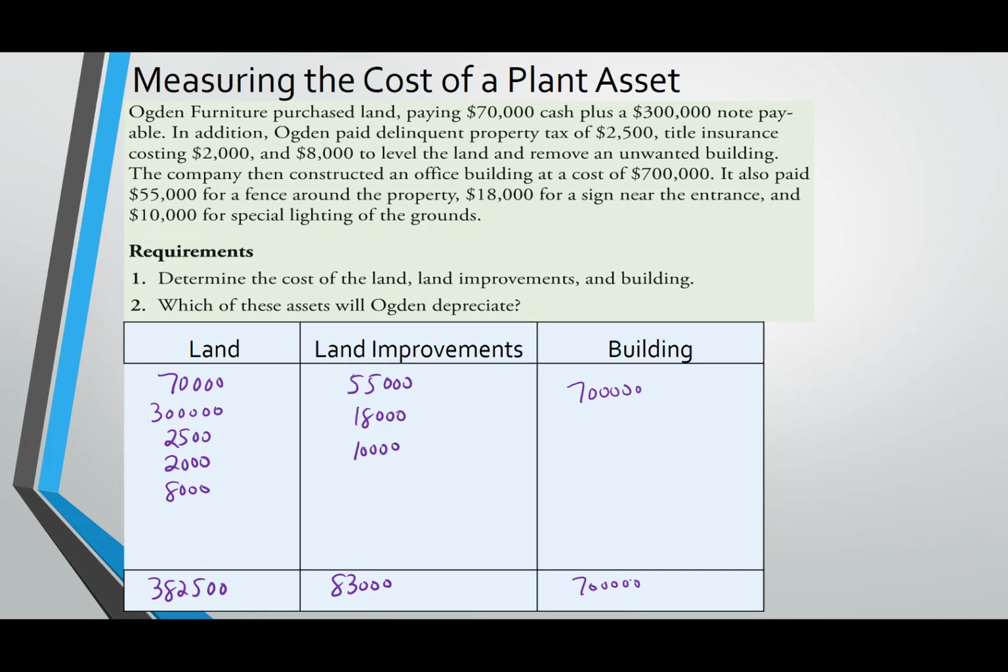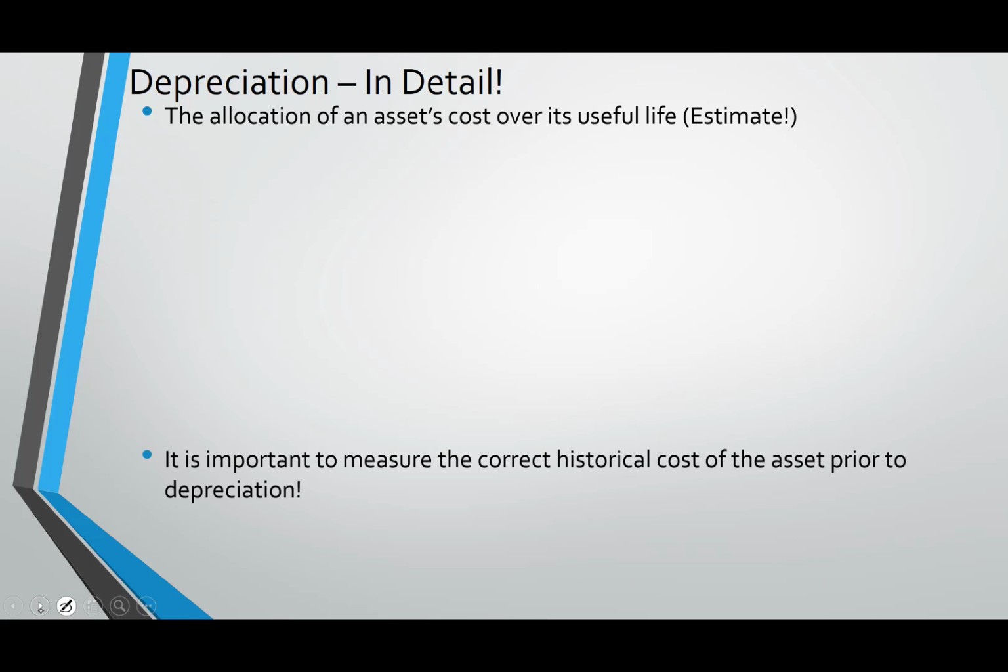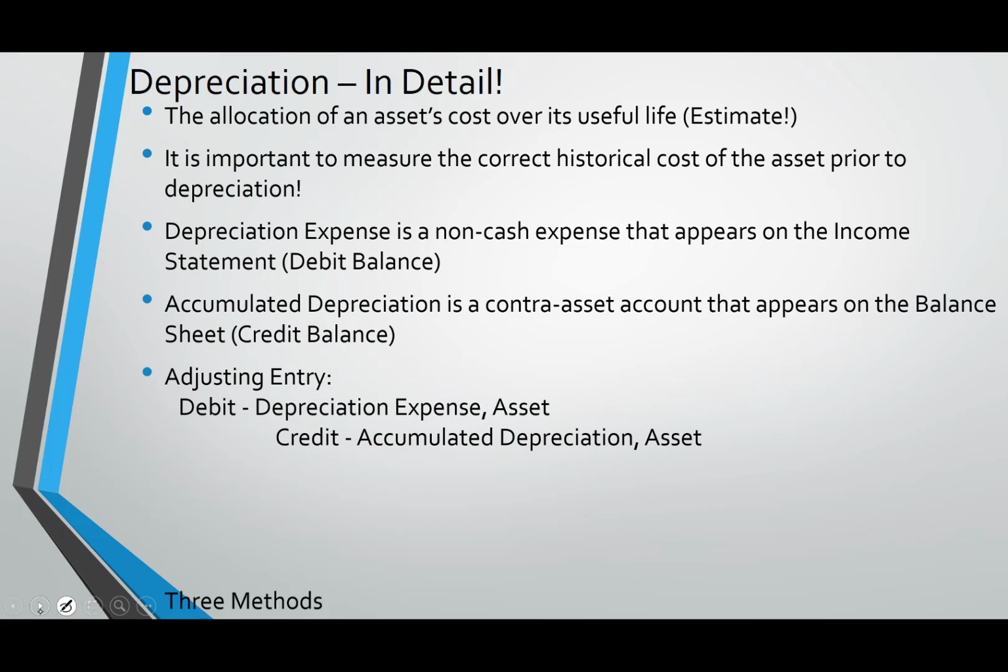Let's talk about depreciation, and I'll just put all these things here for us to go through here. Now, remember, it is so important to think from an accounting perspective when we think about depreciation. Remember, depreciation is the allocation of an asset's cost over its useful life, and we estimate that. Remember, we have to use the information we just learned, meaning we have to make sure we correctly measure the historical cost of the asset prior to depreciating it, otherwise our estimate will be wrong.